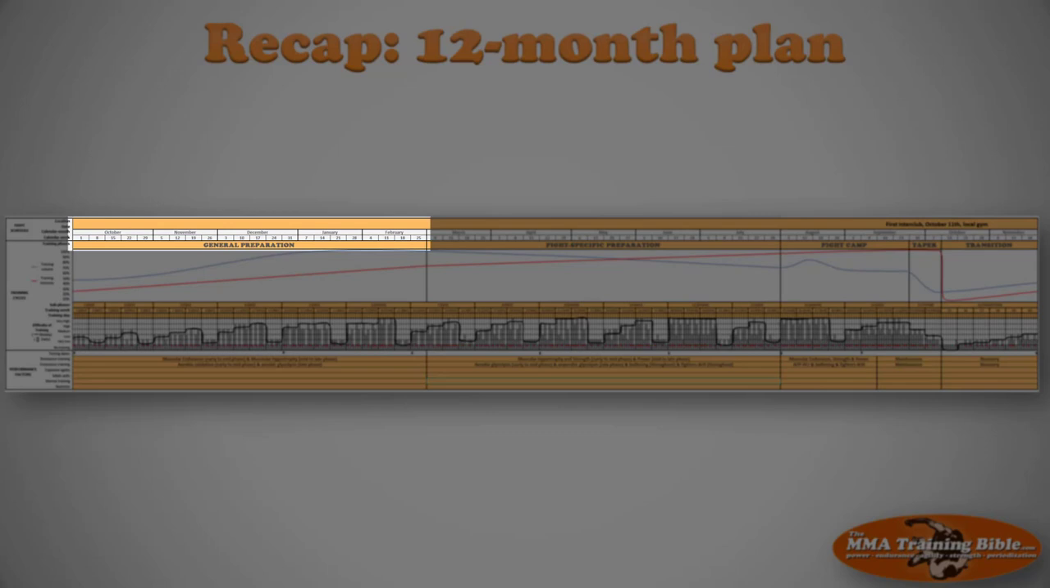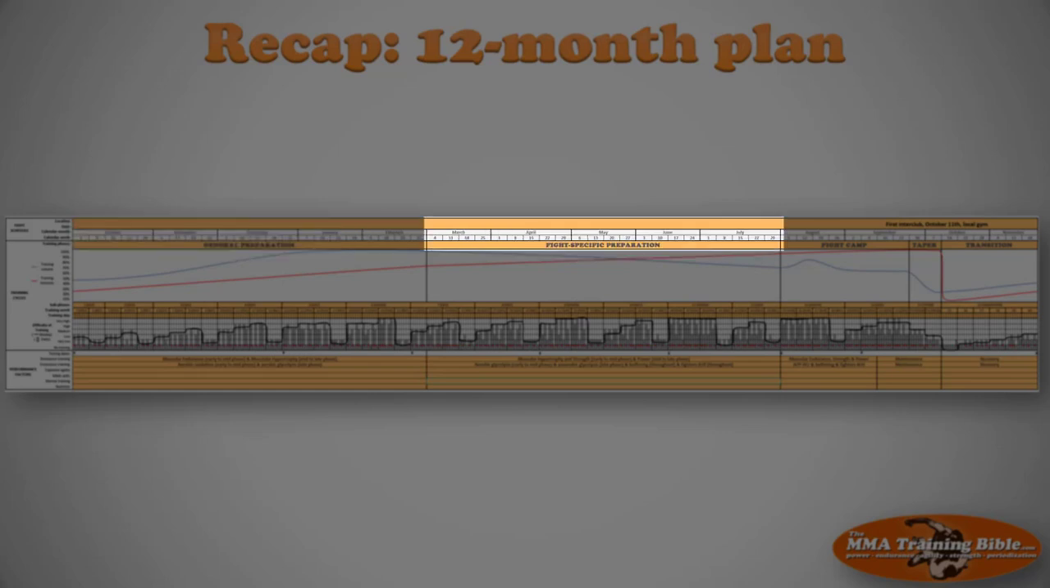In the longer plans, the next thing we scheduled was the general preparatory phase, which would take up at least half of the remaining time. And this phase doesn't take place in the shorter plans because the shorter plans, again, assume that fighters are more advanced and have a solid base of fitness. And the last scheduled phase, in this case, was the fight-specific preparatory phase.